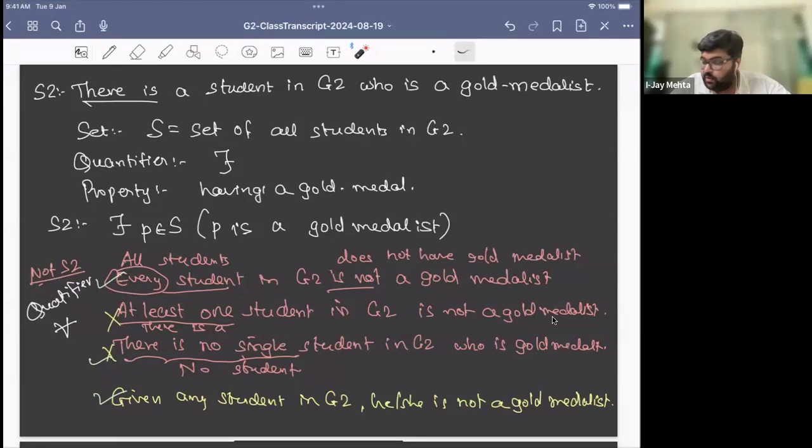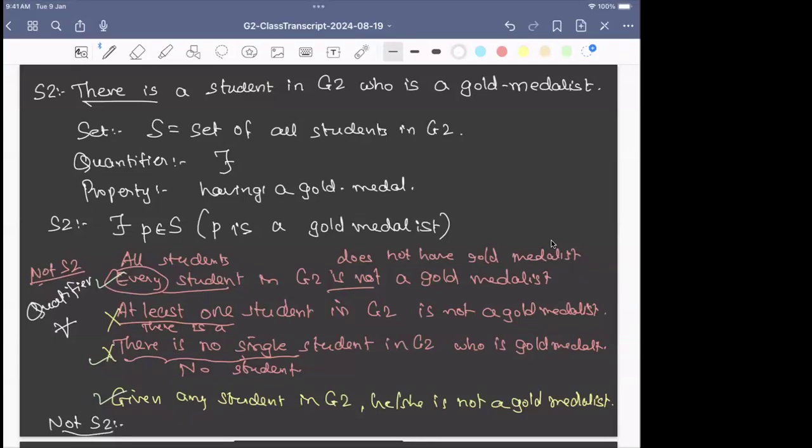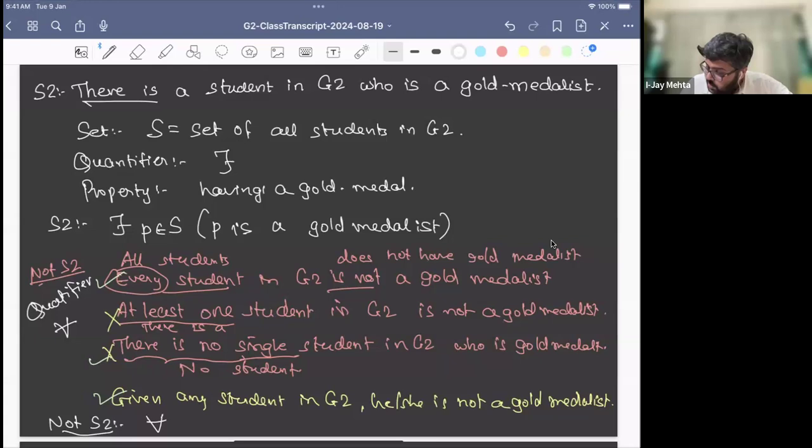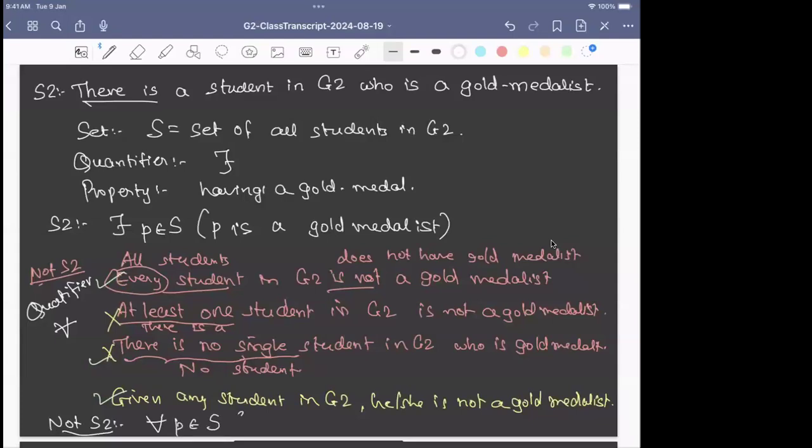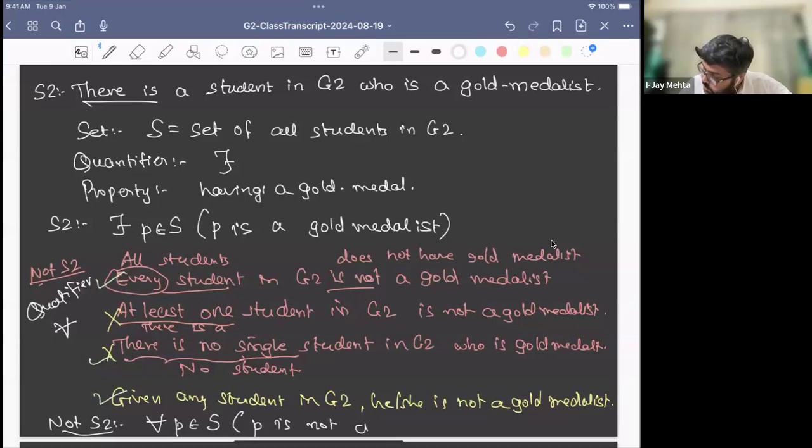Okay, room number 9, Rigved. How do I write this in terms of quantifiers? Not S2. What is the quantifier of "given any student in G2"? Yes, so "given any", and what would be the notation? S2 again, that there is a student in G2 who is a gold medalist. So given any, the set is the set of all students in G2, the set is S. So given any P in S, P is not a gold medalist. Very good, thank you.